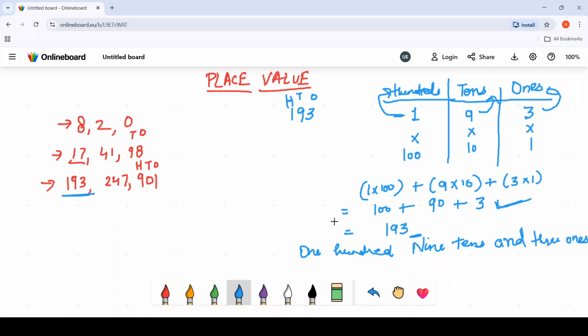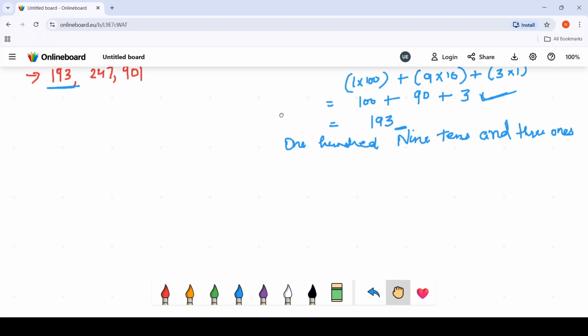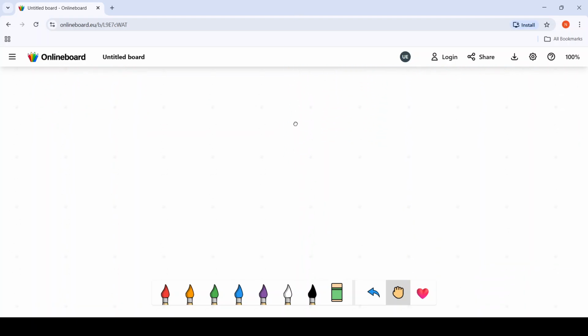Let's practice it with one more example. Okay, let's take 901. All right, so the number we have is 901. So ones place, tens place and hundreds place, right?